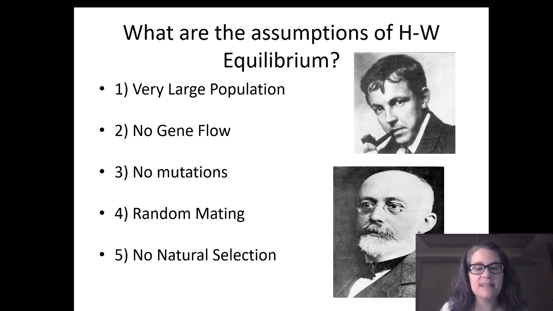So some of the things that have to be true for a population to be in Hardy-Weinberg equilibrium are: the population has to be very large in size, no gene flow is allowed, no mutations are allowed, completely random mating, and no natural selection. So in order to have that null model, where no allele frequencies are changing, or they're at equilibrium, not changing over time, you must meet these particular assumptions.